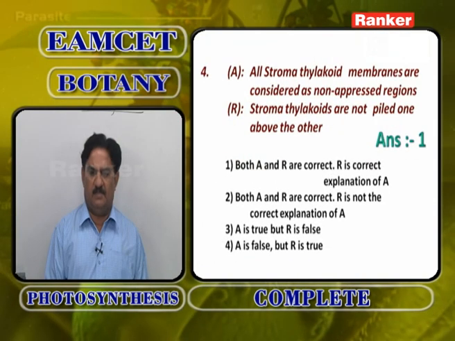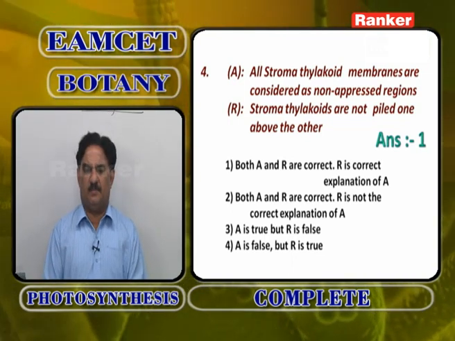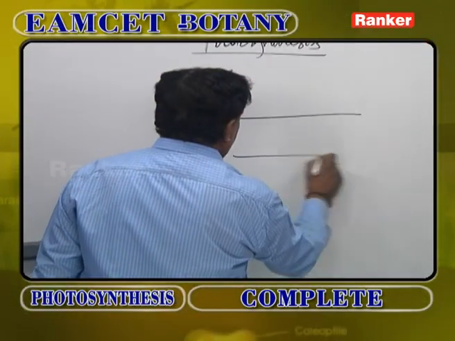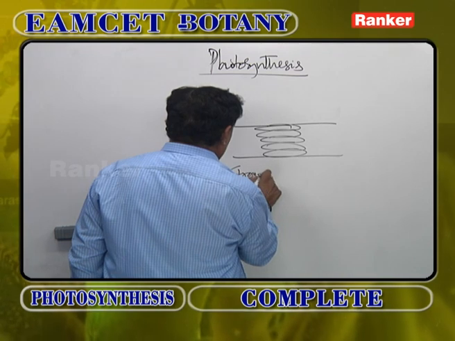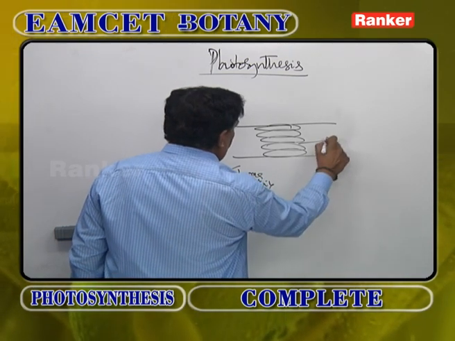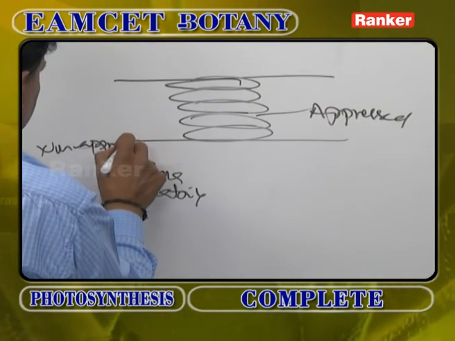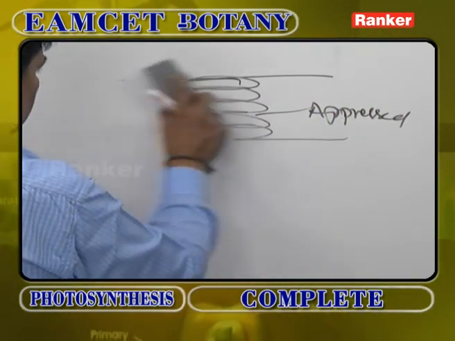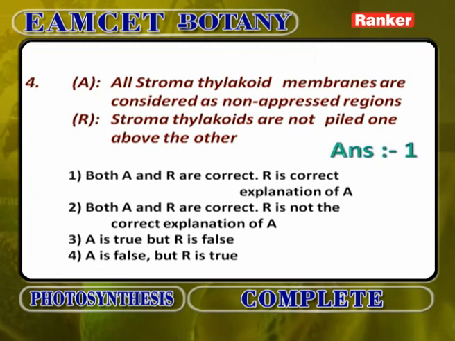Stroma thylakoids are not piled one above the other, or at some points only they are piled, and that portion is called grana, granal thylakoid. So, what is a stroma thylakoid? This is stroma thylakoid, and these are piling of thylakoids. This is stroma matrix. This is appressed region, and this is non-appressed region. Exposed to stroma matrix is non-appressed, and not exposed is appressed region. So, all stroma thylakoid membranes considered as non-appressed regions, correct.